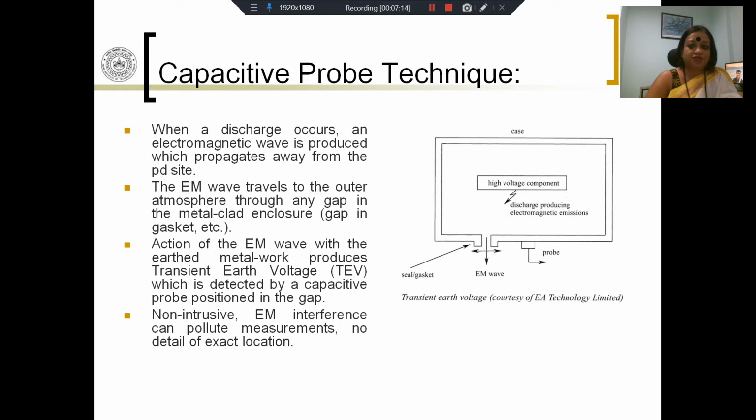This is the advantage of this technique, that it is a non-intrusive method. You can do the measurement from outside the metal enclosure. But just as in electrical measurements, electromagnetic interference can also pollute measurements, and in this case also you do not have the option of being able to locate the partial discharge in space in any way.